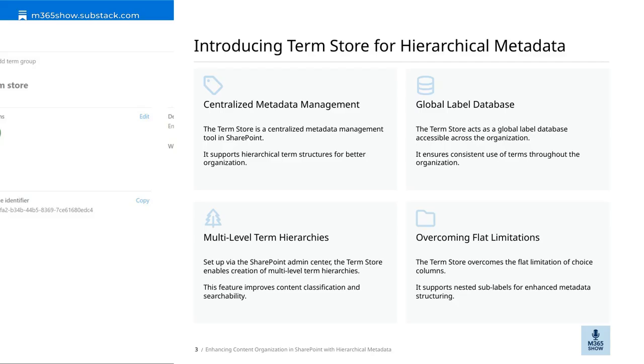As you know, traditional choice columns are limited to flat structures, which can make it difficult to categorize content effectively. The term store overcomes this limitation by supporting nested sublabels, allowing us to create multi-level hierarchies that improve how we organize and classify information. Setting up the term store is straightforward. It's managed through the SharePoint Admin Center. This setup enables us to build complex, multi-level hierarchies, which significantly boost searchability and make content easier to find.